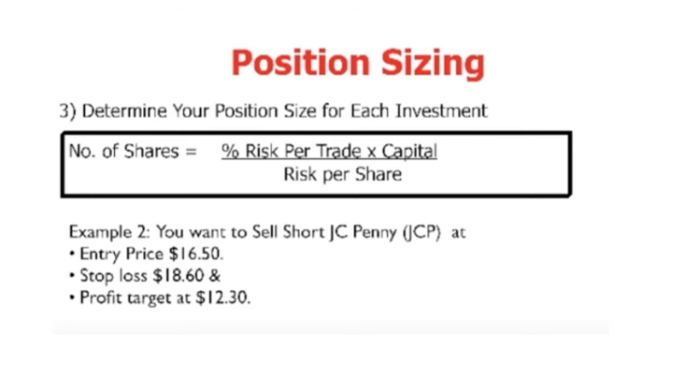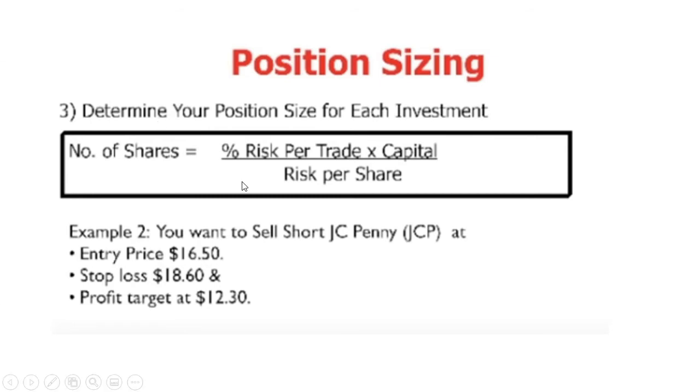You want to sell short JCPenney. Your entry price is going to be $16.50, right? That's where you're going to sell short those shares, so you're going to sell high at the $16.50 mark. Your stop loss is going to be $18.60, which is above your entry price, because you're betting that the market's going to go down. As the market goes down, you make money. If the market goes up, you lose money, right? Now our profit target is going to be set at $12.30.